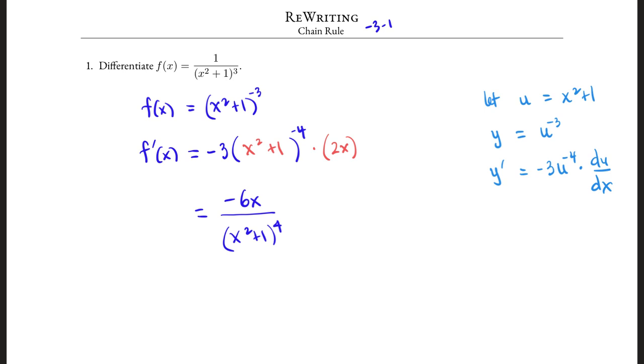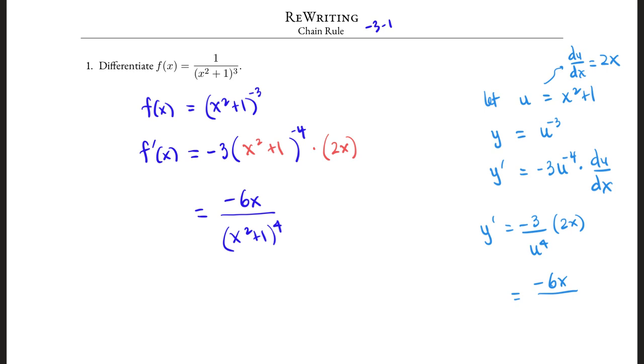What is du dx? If u is x squared plus 1, then the derivative du dx is 2x. du dx is the derivative of u with respect to x. And so this is y prime equals negative 3 over u to the 4th, times du dx, which is 2x. Simplifying this further, we have negative 3 times 2x, which is negative 6x, over u to the 4th.